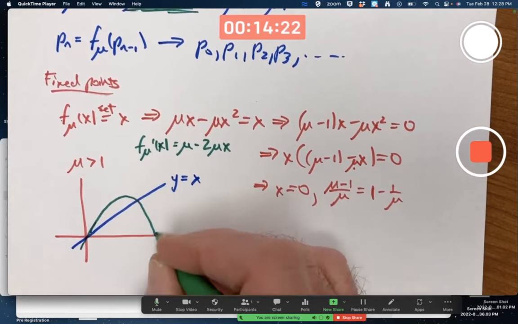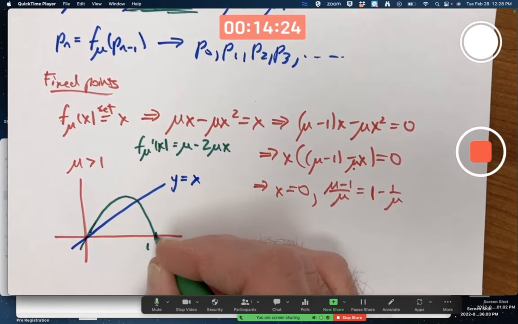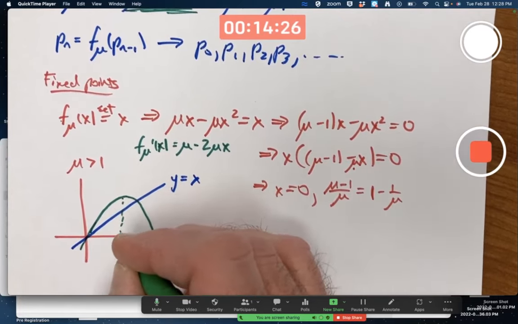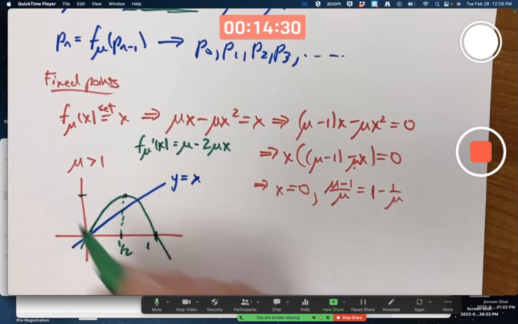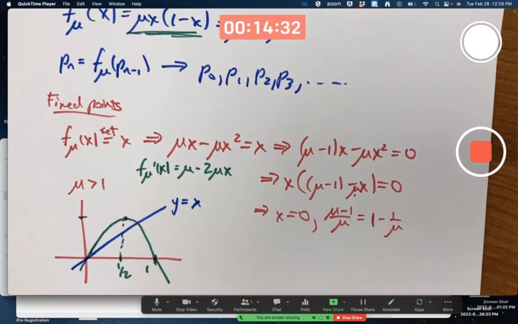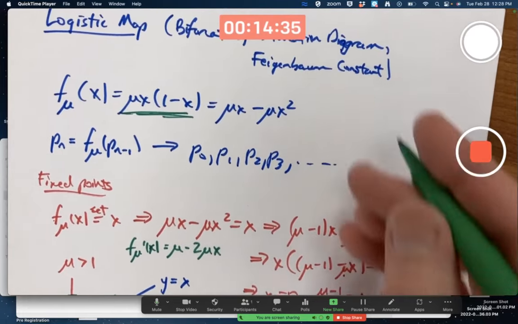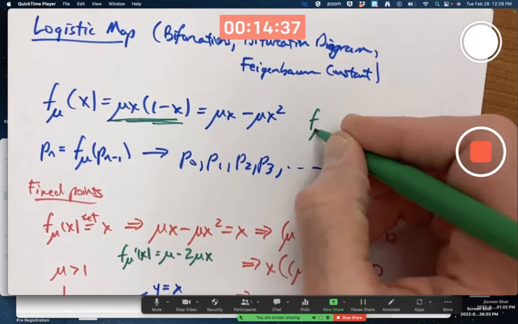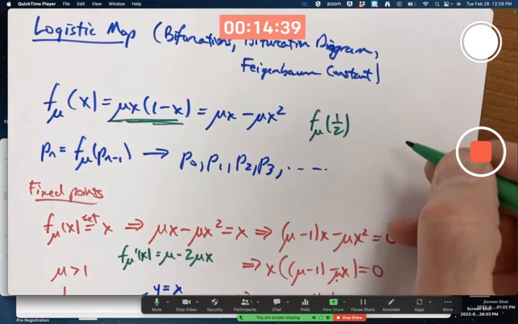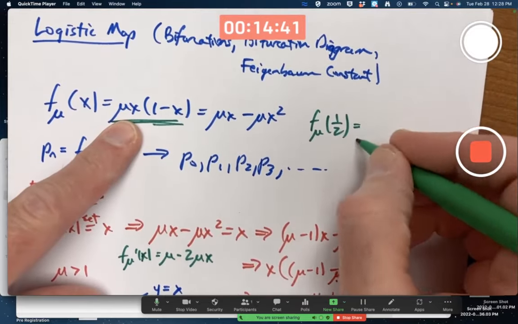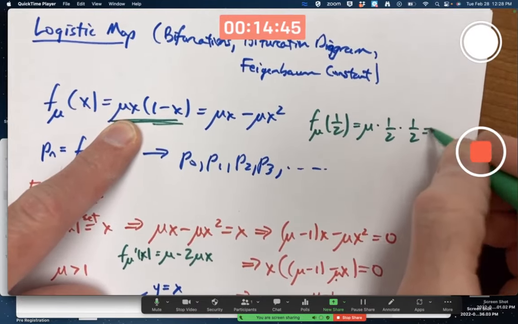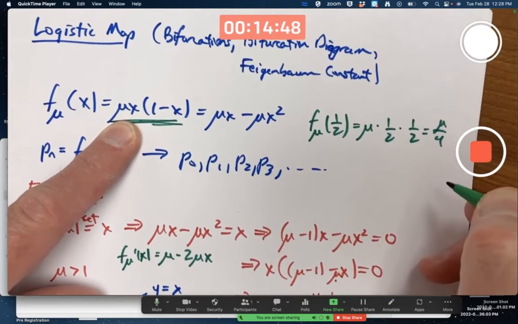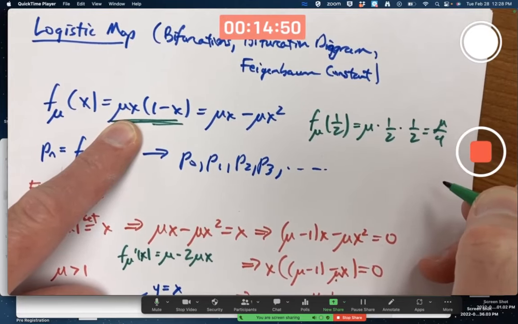So here's a generic picture that you might get when mu is bigger than 1. There's 1. There's a half right there. It does reach its maximum value when x is a half. Maybe that's worth calculating here. What is f sub mu of 1/2? Plug it in the factored form. It's mu times a half times 1 minus a half, which is another half. Mu over 4 is the maximum value. That's actually worth knowing for a certain purpose.